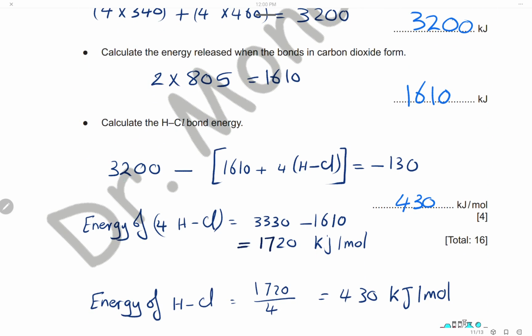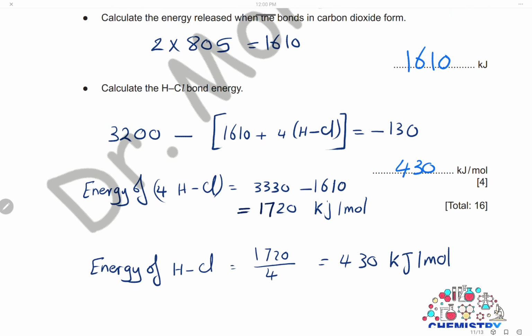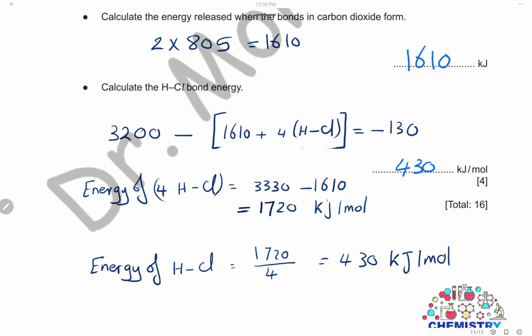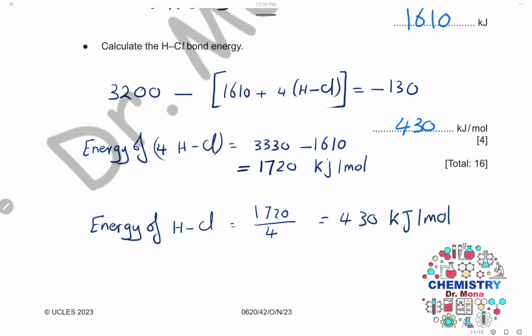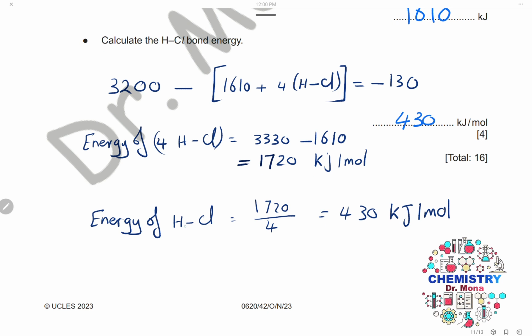Here, 3200 minus the energy released equal to minus 130. So we will get the 4HCl as the subject of the equation. The energy of the 4HCl bonds is 1720 kilojoule per mole. So the energy of 1 HCl bond, which is 1720 divided by 4, will be 430 kilojoule per mole.